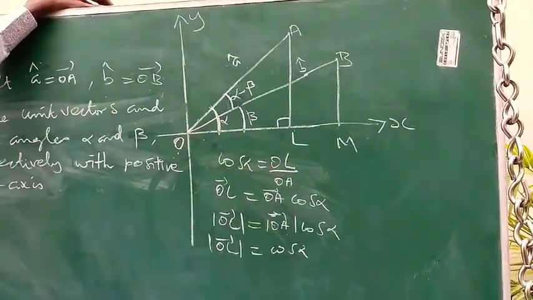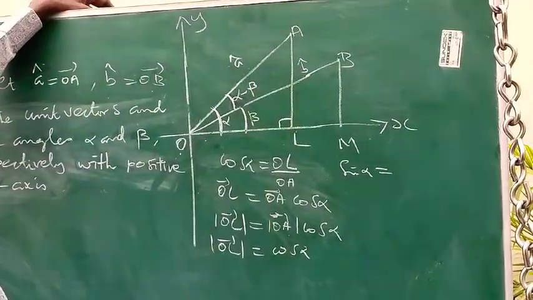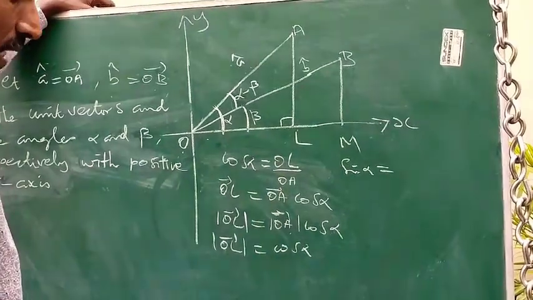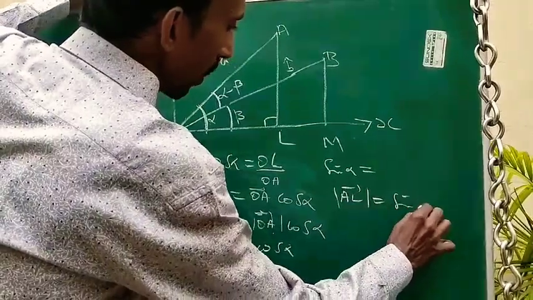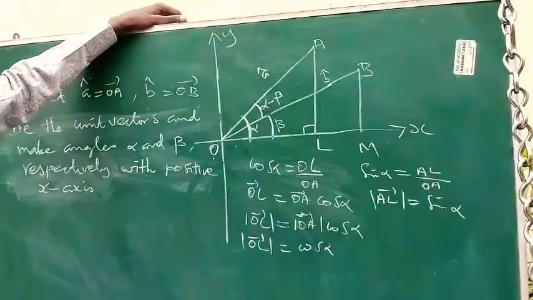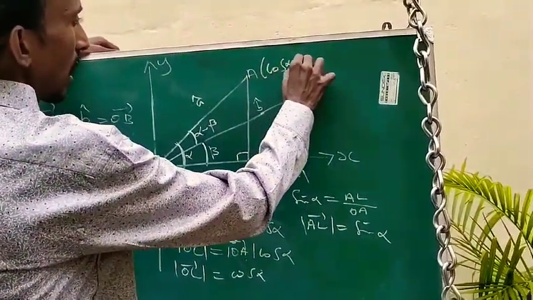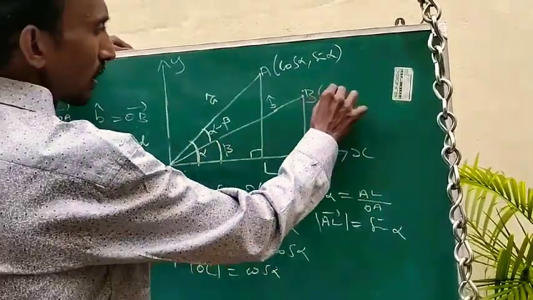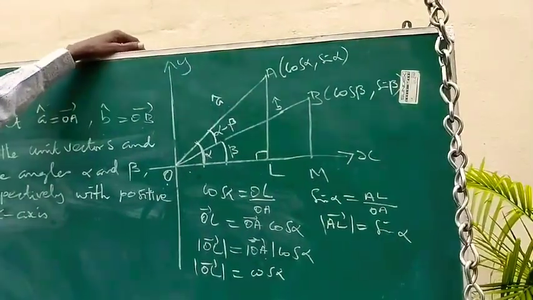Similarly, we can find sin alpha. Sin alpha equals opposite side by hypotenuse, that is AL by OA. So we are getting the magnitude of AL equal to sin alpha. So this point is nothing but cos alpha comma sin alpha. Similarly, the angle is beta, so it is cos beta comma sin beta. We are getting these 2 points A and B.